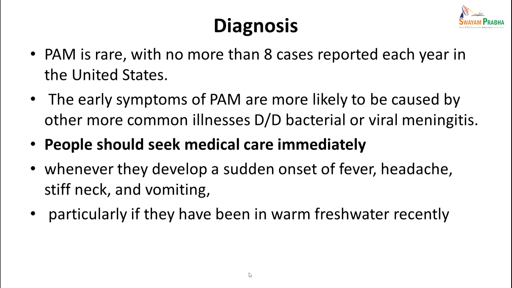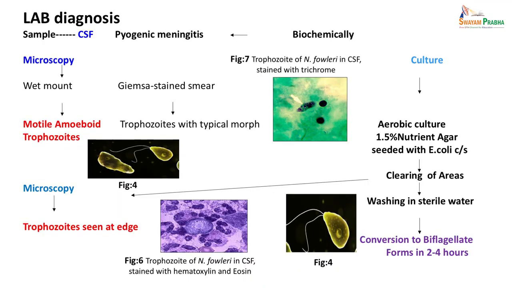Diagnosis: since primary amoebic meningoencephalitis is rare, with not more than 8 cases reported every year in the United States, early symptoms are more likely to be caused by other common causes, so that is why differential diagnosis is sometimes difficult between bacterial and viral meningitis. Patients should seek medical help immediately if there is a sudden onset of fever, headache, stiff neck and vomiting, especially after having bathed or swum in warm water, because diagnosis should be as early as possible to save the patient from death.